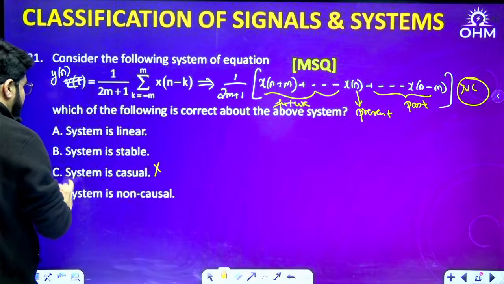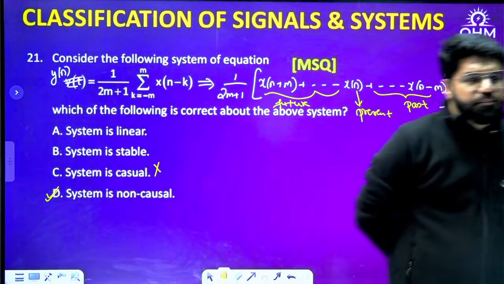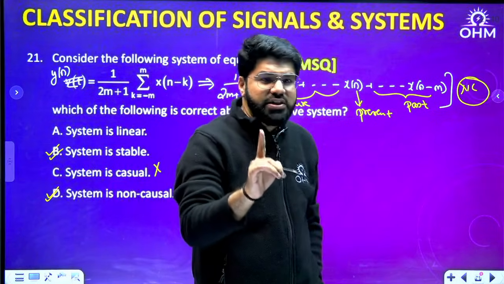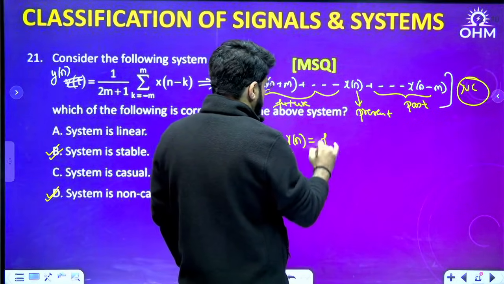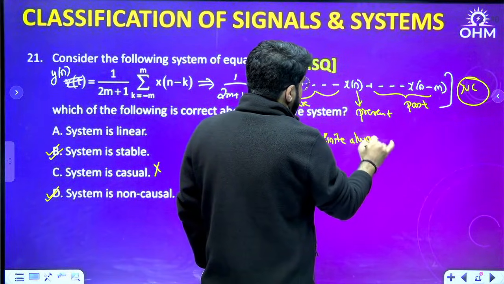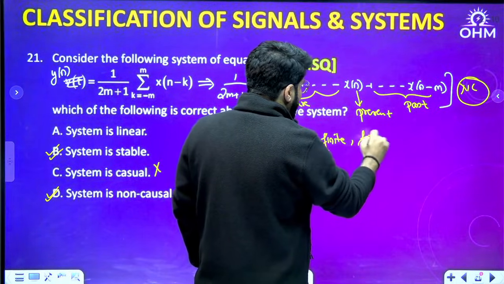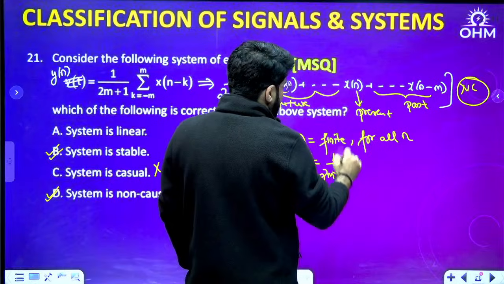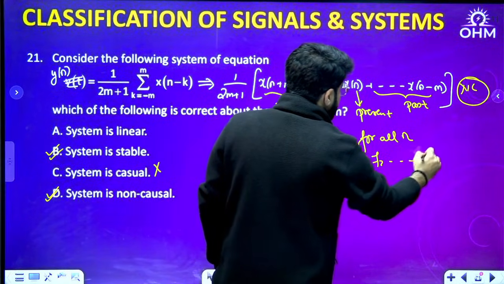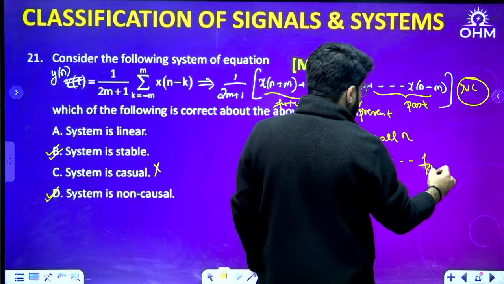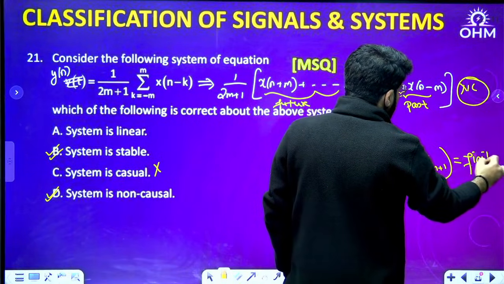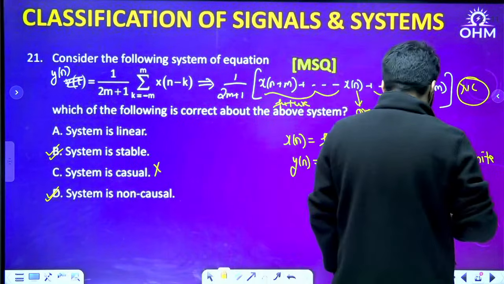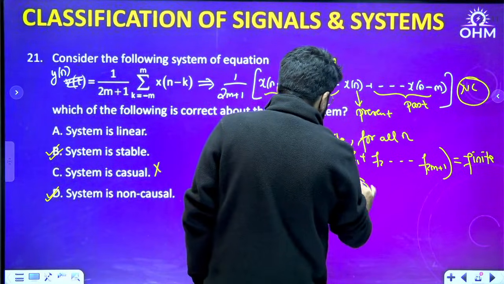But is it stable and is it linear? It is definitely stable. Why? Because if xn is finite for all n, then how is the output calculated? 1 upon 2m plus 1, it is like an average calculation. Finite plus finite, different finite numbers, total 2m plus 1 numbers, but the net answer will be finite only. Whenever you add a finite number of finite values, you will get a finite answer. So the output will be finite, so the system is stable as well.